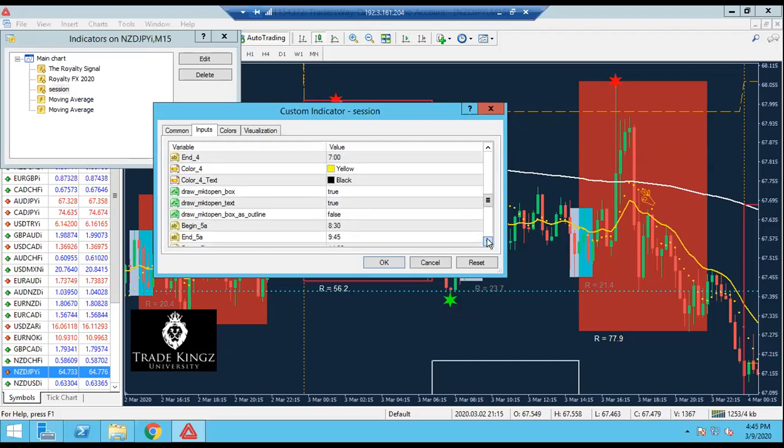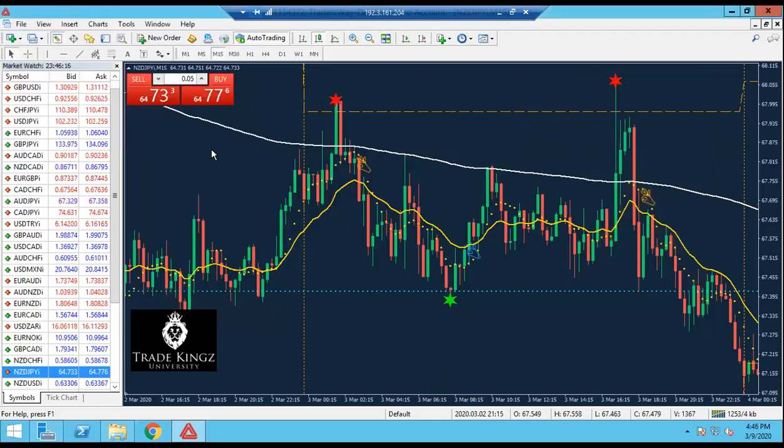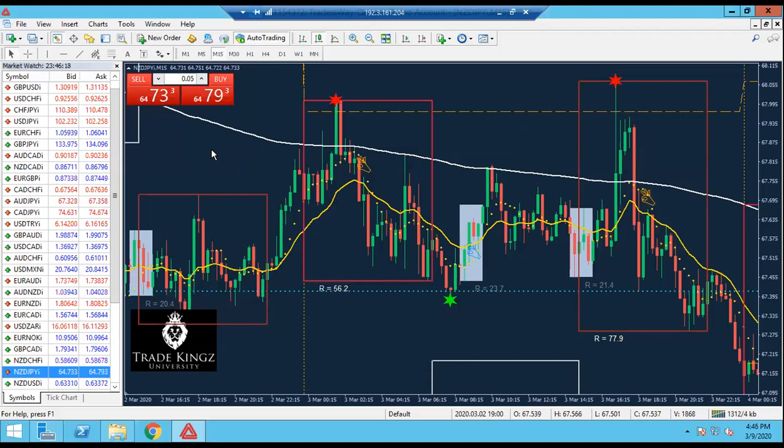And then you want to do the stop hunt box as an outline. So you're going down till you see draw stop hunt box as outline. Yours is going to say false, but change it to true. Okay. Yeah, that's it.